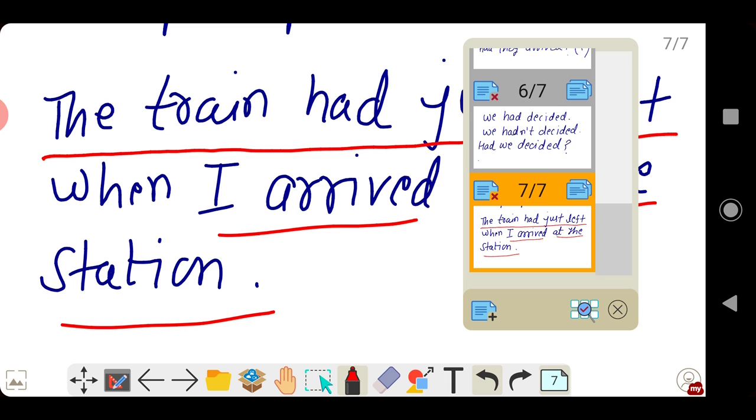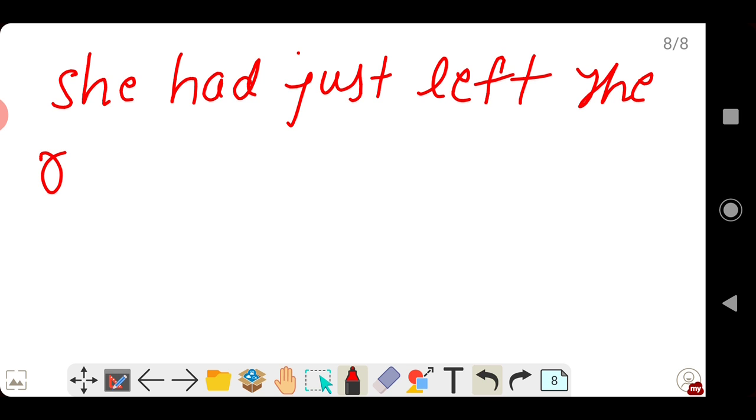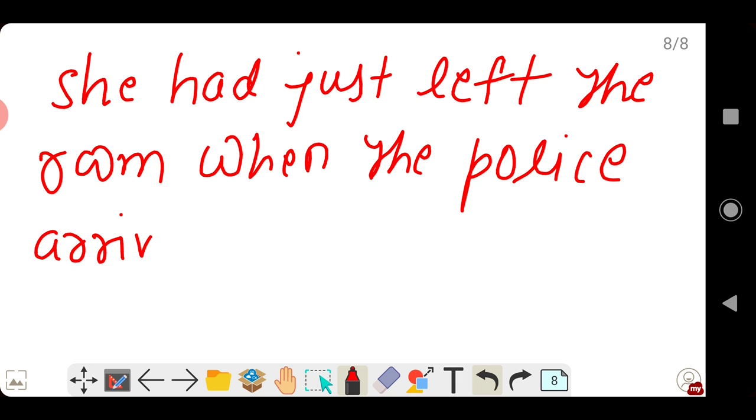The next one, she had just left. She had just left the room actually. The action has been completed here. Okay, when the police arrived. Very simple sentence. She had just left the room when the police arrived.